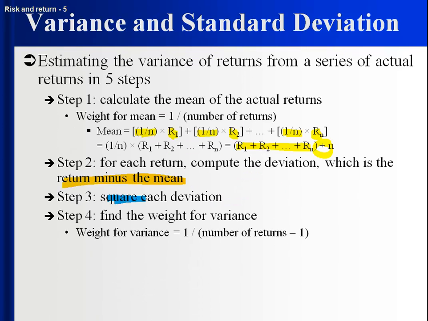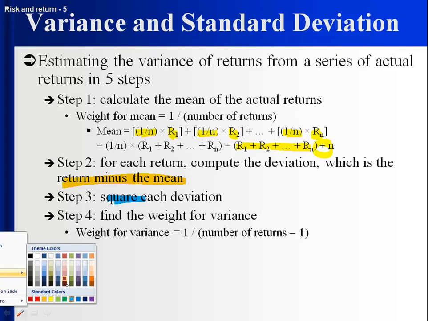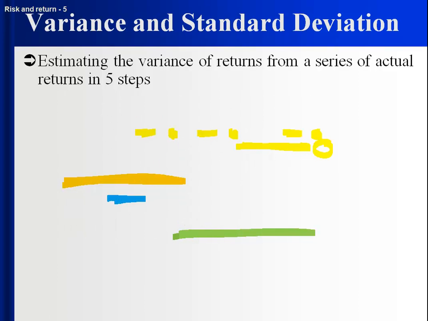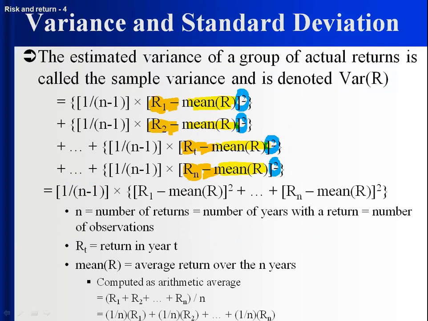In step 4, we want to find the weight for the variance. So this is where there's a little bit of a wrinkle. There's a statistical penalty that gets imposed, and that is the weight for the variance is 1 over the number of returns minus 1. So in the equation you can see we've got n of these returns. We gave a little example where there was 4. Each one gets a weight of 1 over n minus 1. So if there's 4, each of them will get weighted by 1/3.